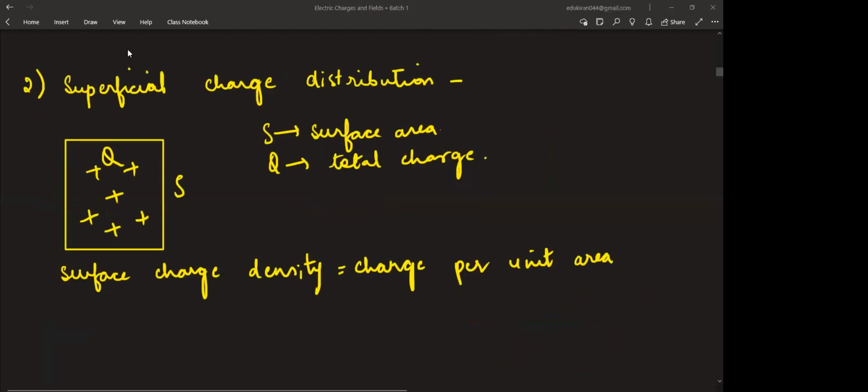See, next is surface charge distribution. This is the charge distribution in 2 dimensions, basically. You have this in 2 dimensions. So whatever is the charge per unit surface.